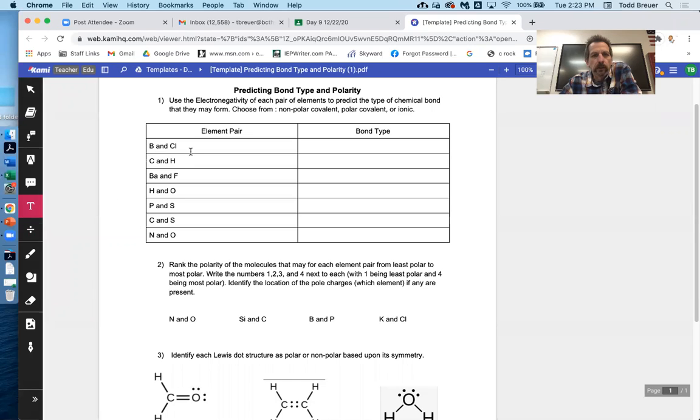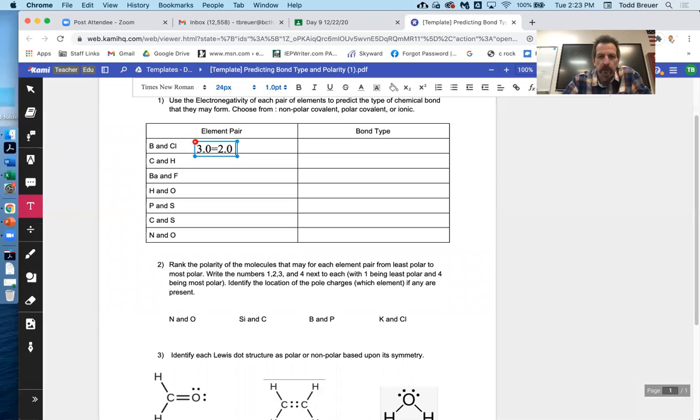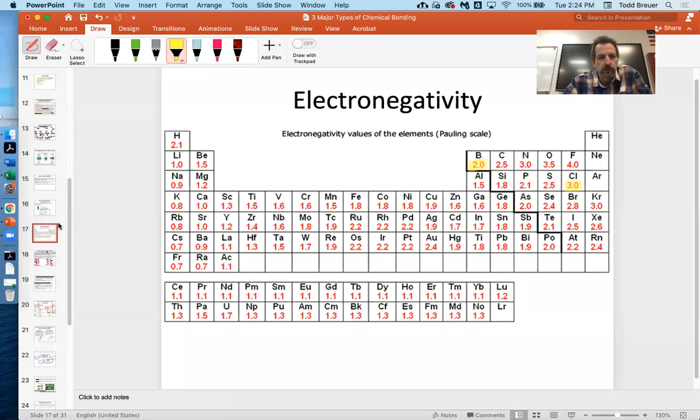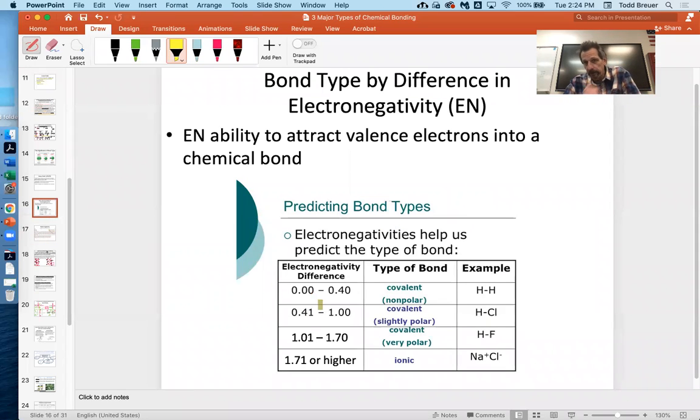So the difference between 3 and 2, right, we just subtract 3.0 minus 2.0, and we end up with 1.0. That should say minus, not equals. There we go. And a value of 1.0 for electronegativity difference. Now we can compare that to this guide right here that tells us that if the range is from 0.41 to 1, we get a kind of polar covalent bond. It says it's slightly polar. We're not going to deviate from either being polar or non-polar with slightly or very. We're just going to call it polar.